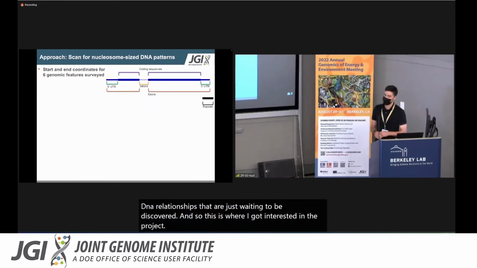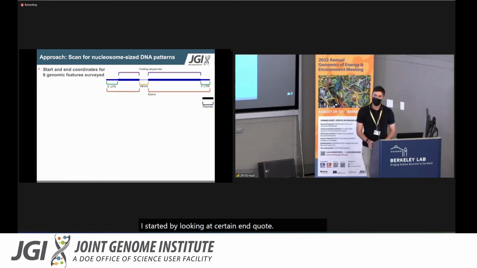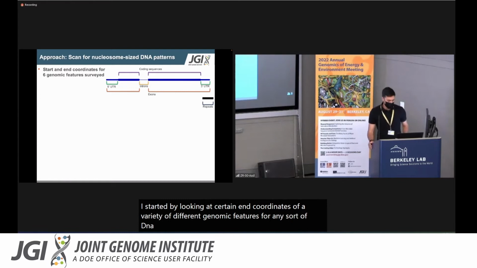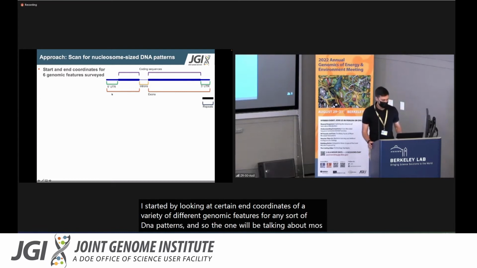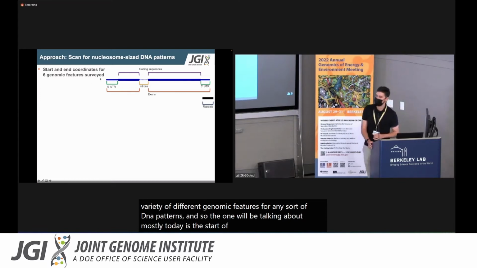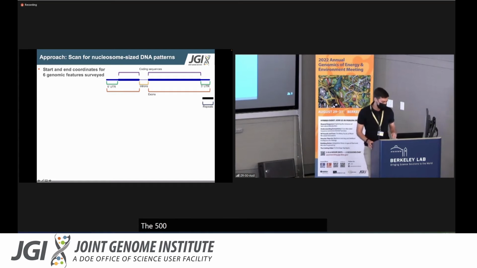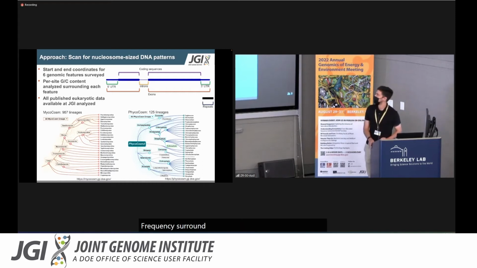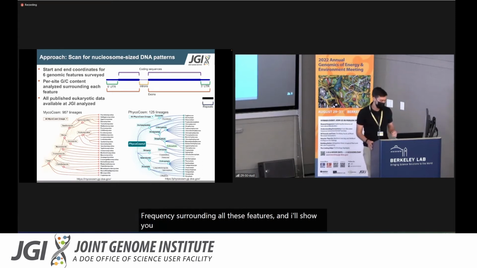I started by looking at start and end coordinates of a variety of different genomic features for any sort of DNA patterns. The one I'll be talking about mostly today is the start of transcription, the 5' UTR start. What we settled on was looking at per site GC frequency surrounding all of these features. I'll show you what that looks like in just a moment.